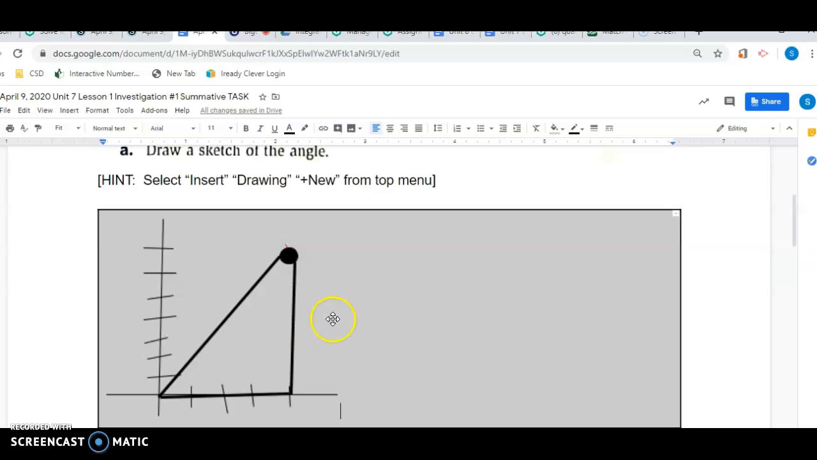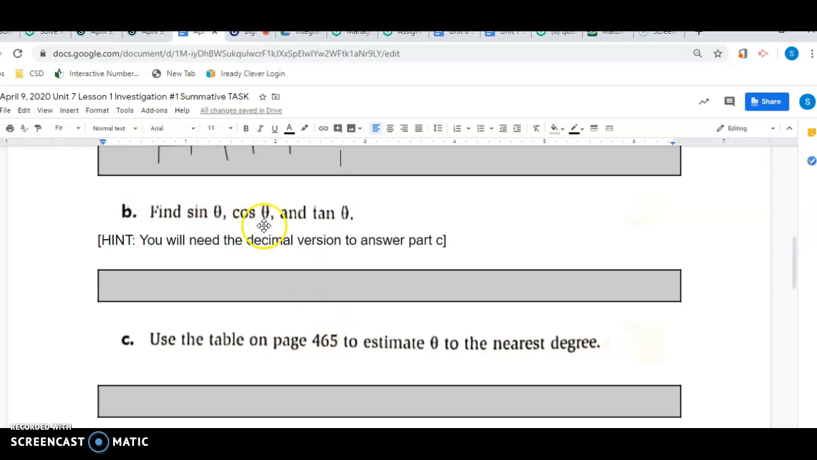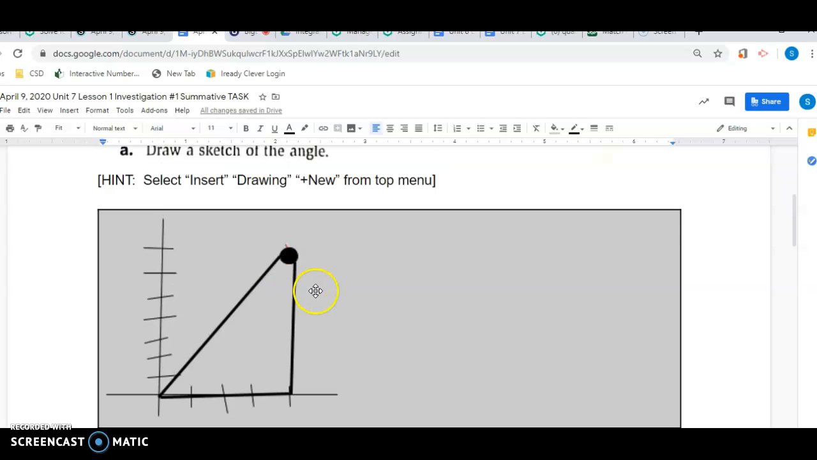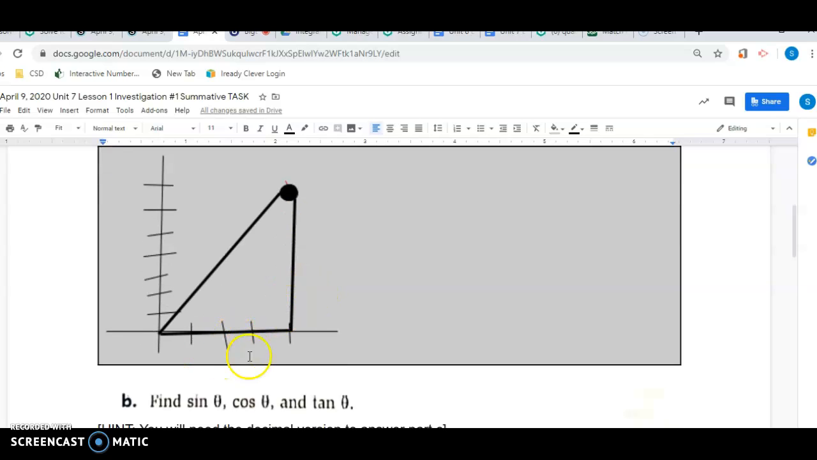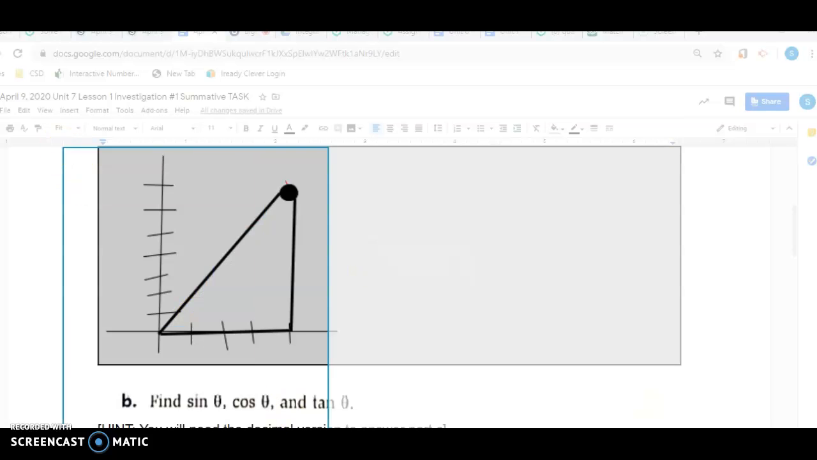Okay. That's how you would draw the angle. Find sine, cosine, and tangent. You will need the decimal version to answer part C. So on our angle, if we have a 4 down here and a 7 up here, that's what we'd have to use. This is where I think you'd really need to use your pencil and paper.